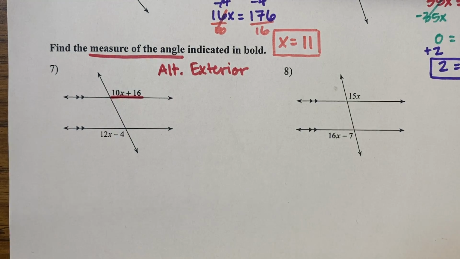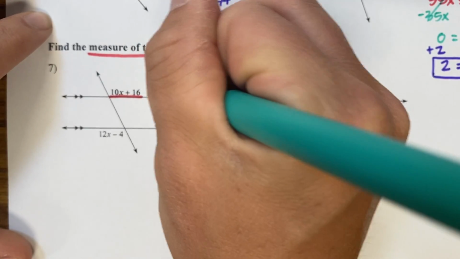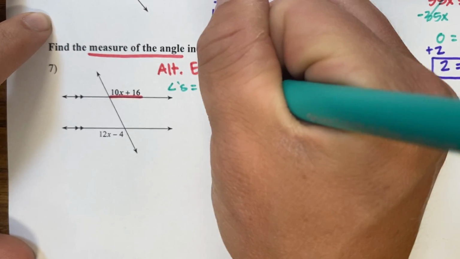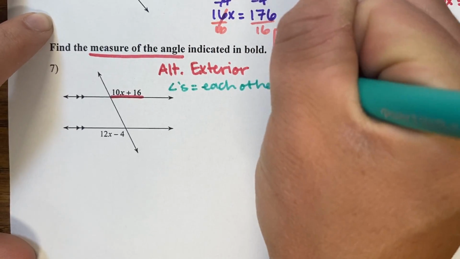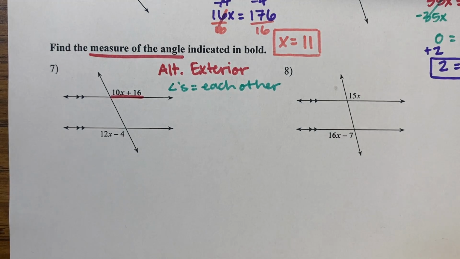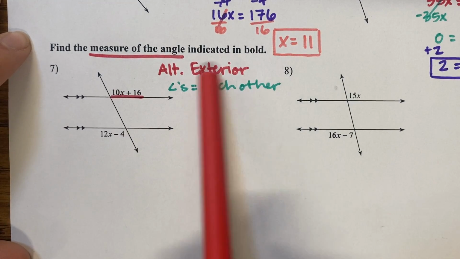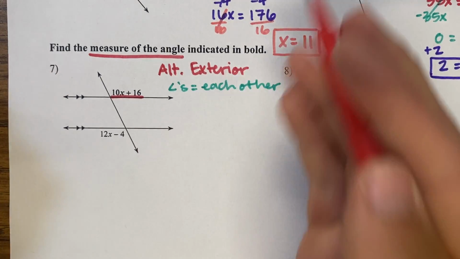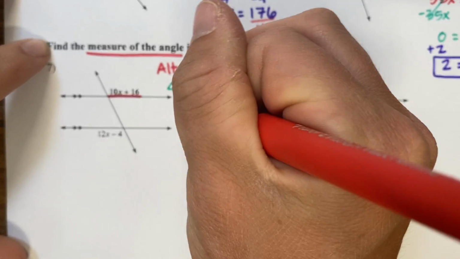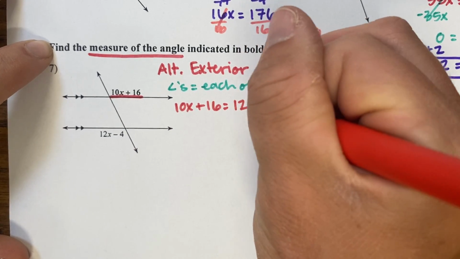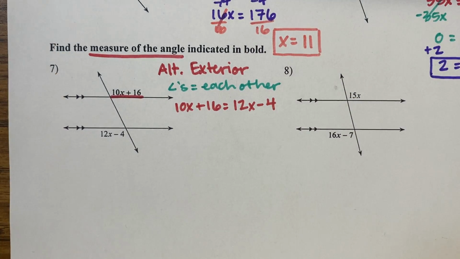Okay, well, we know that alternate interior and alternate exterior angles equal each other. So we can take one angle and set it equal to the other because they equal each other. Let's take our first one, 10x plus 16, and set it equal to our other one, 12x minus 4, in order to solve for x.